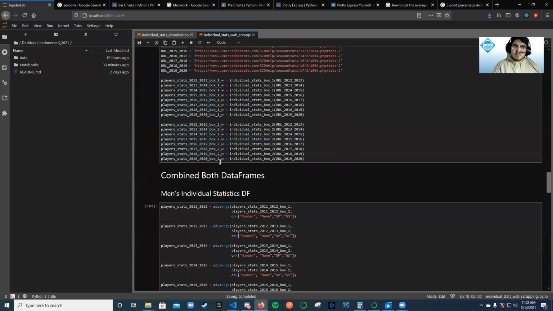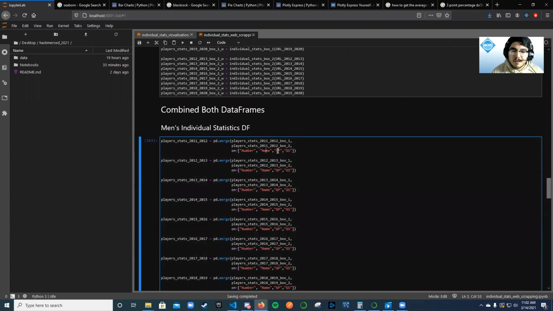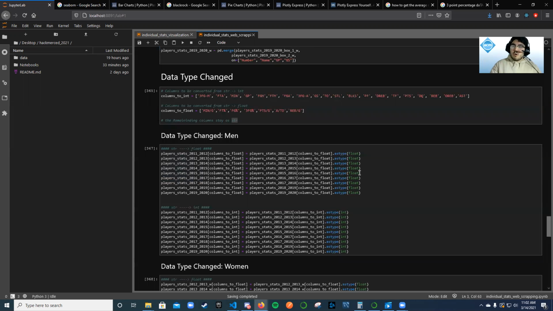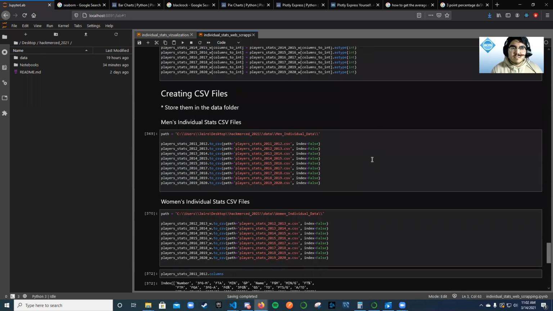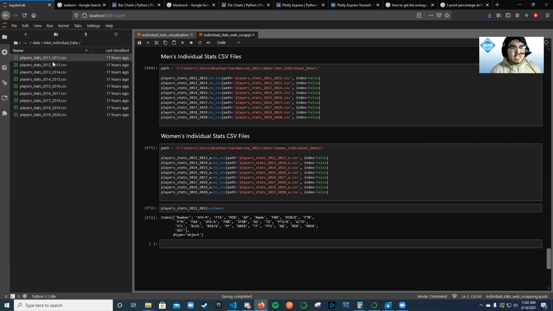the men's and women's basketball, and I merge them together because they share some data columns. So they share a number, name, GP, and GS. I changed the data types because they were all strings, so I had to change some of them to ints and some of them to floats. And from there, I created CSV files for all the seasons. So if you go to data, we go to men's individual data, and here it is. And for women's, here it is as well.